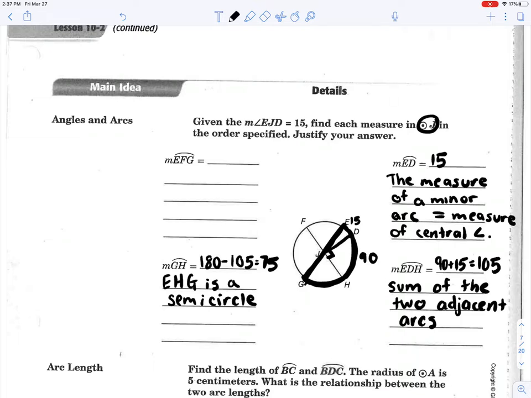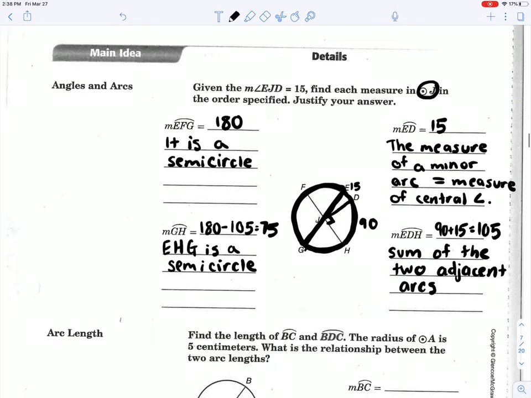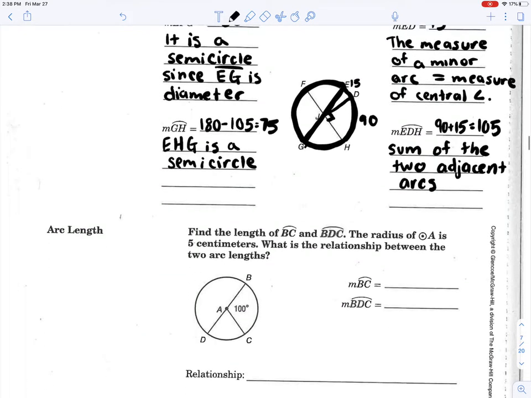The last one is asking me for EFG. Well, EFG is the other semicircle, so I know that one is going to be 180 as well. I can say it is a semicircle since EG is the diameter. So I can solve for the measure of each of these arcs.